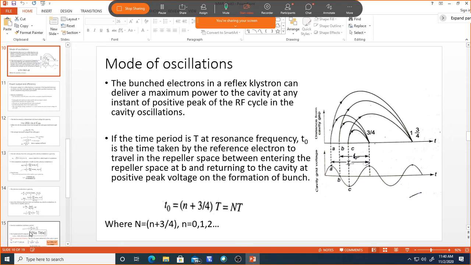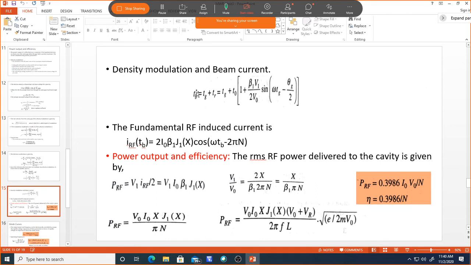Okay, so for that density modulation, the beam current will be given by this expression. The fundamental RF induced current is given by this equation, using the beta 1 which was defined earlier, and this J1 of x, which is called the Bessel function. From the Bessel values, for a particular value of x it will give the value, and by taking that value we can calculate the induced current.